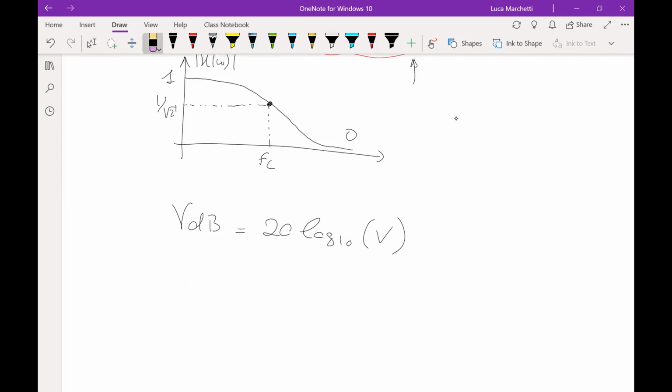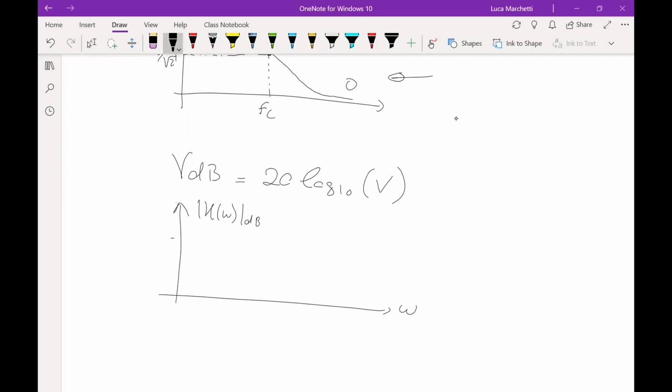So let's transform this plot into dB, like this. Omega, and now here is the axis in dB. We know that here it should be 1 in normal value. But how much is 1 in dB? We have to do 20 logarithm in base 10 of 1. How much is logarithm of 1? Logarithm of 1 is 0. 0 times 20 is 0. So this is 0 dB.